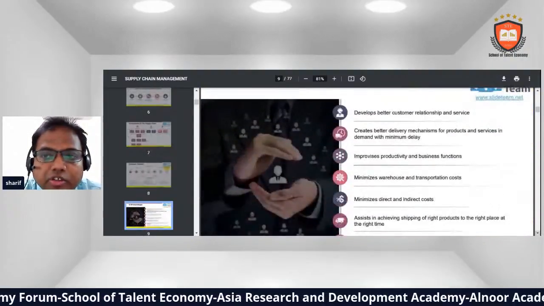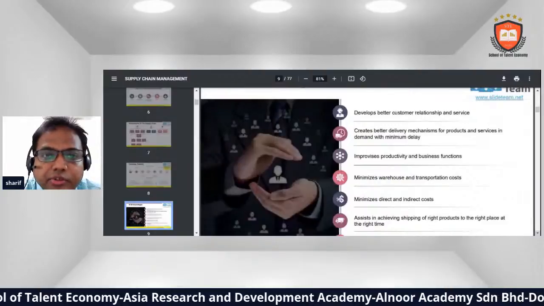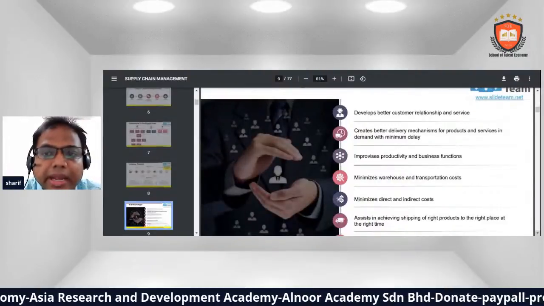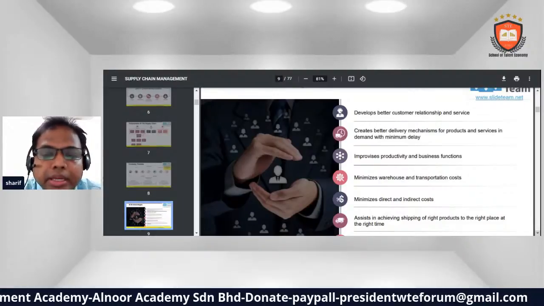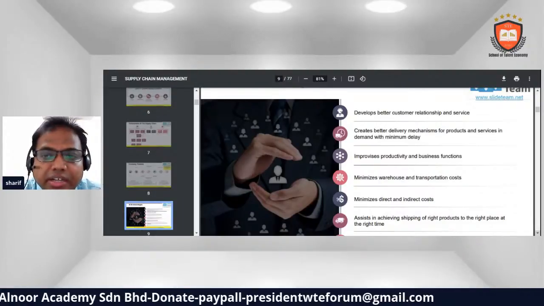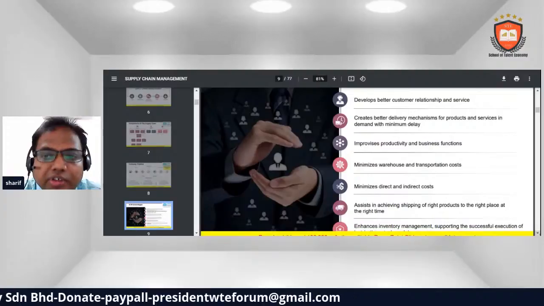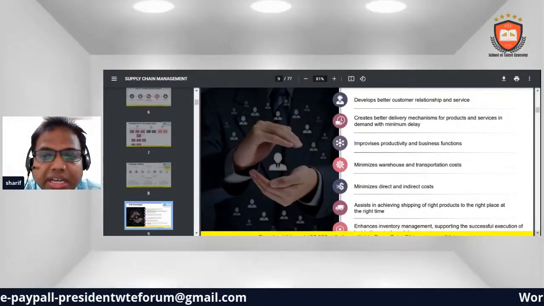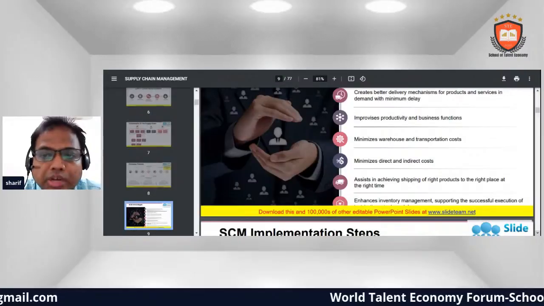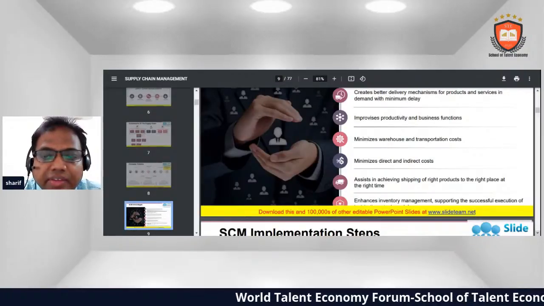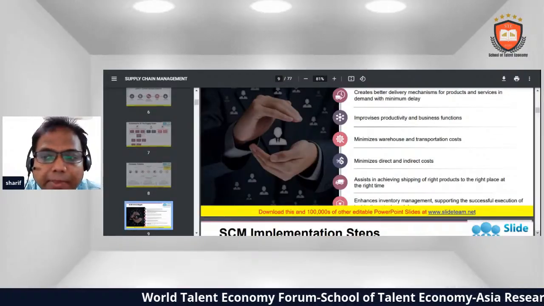Develop better customer relationships and services. It helps to create a better delivery mechanism for products and services in demand with minimum delay. Improve productivity and business function, minimize warehouse and transportation cost, minimize direct and indirect cost, assist in achieving shipping of the right products to the right place at the right time, enhance inventory management, and support supply execution.